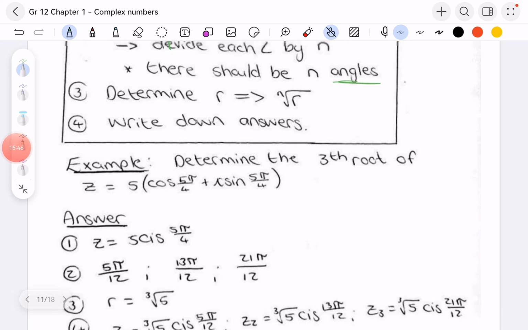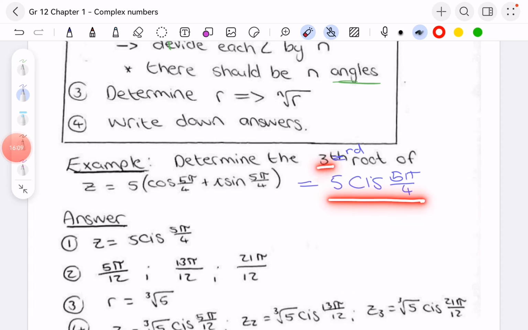Let's look at examples because I know that looks confusing. There's a lot of words. Let's just look at an example. They're asking me to get the third root of 5 cis 5 pi over 4. So I need to get the third root of this value over here. Since I'm looking for the third root, I need 3 answers.